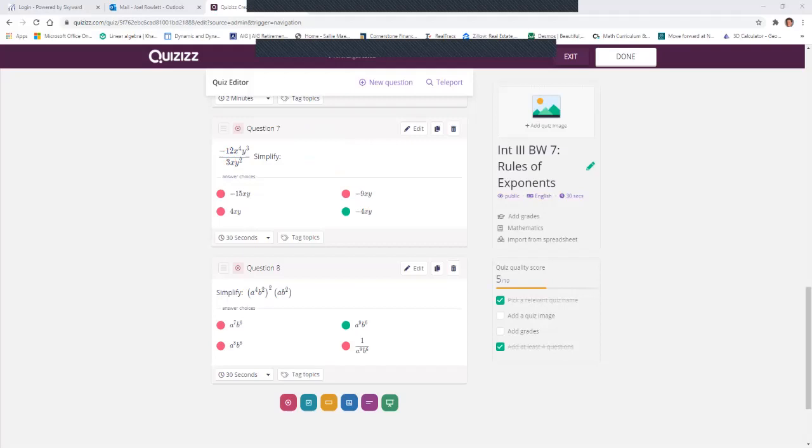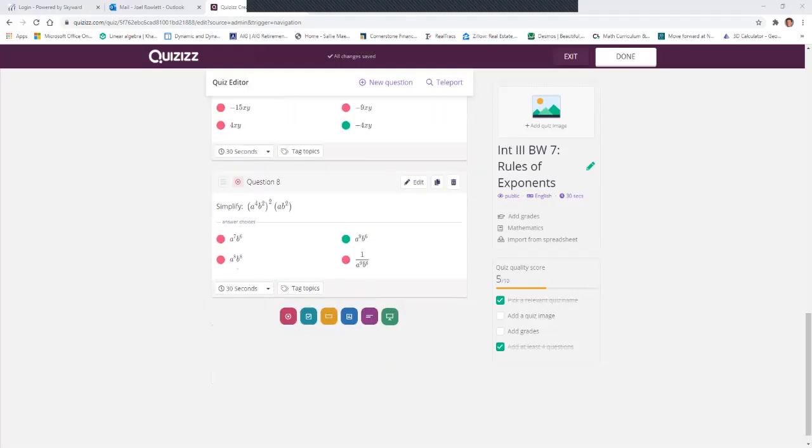Okay, question number 8. On this one, we have to go back and think about this. We have a power to a power rule that's going on here. So let's take care of power to a power. Well, if you have power to a power, you multiply. So that's going to be 4 times 2. That means I have a to the power of 8. And then I have b to the power of 2 times 2. So that's b to the power of 4.